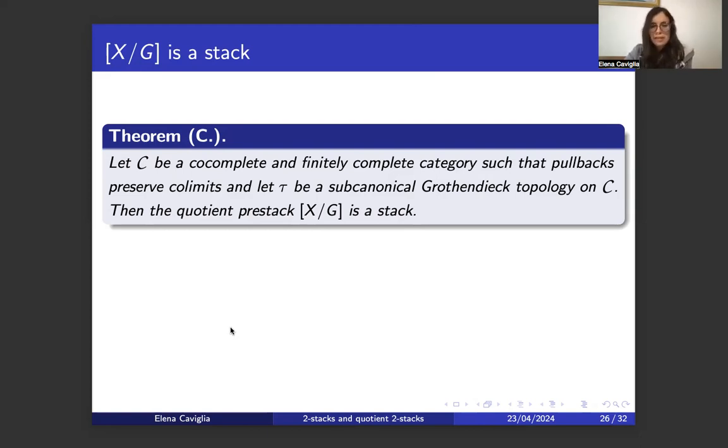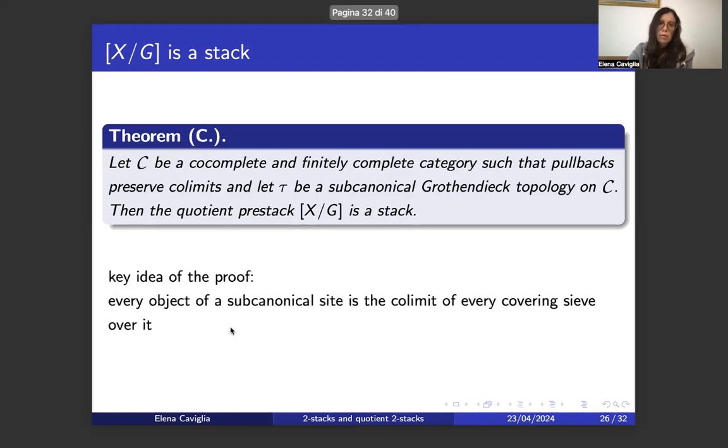then the quotient pre-stack X over G is a stack, so it satisfies some gluing conditions. And the proof of this theorem was quite complicated, but one of the key ideas that I used in the proof is that every object of a subcanonical site is the co-limit of every covering sieve over it. So we have this property, which is a well-known property of subcanonical sites, and this is really a key ingredient of the proof.